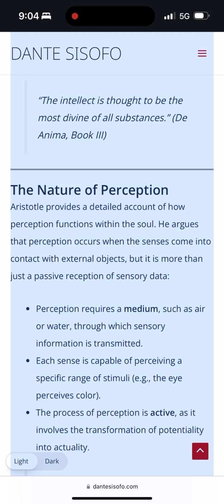De Anima, Book 2. Key concepts. Actuality and potentiality. Perception actualizes what is potentially present in the external world. The unity of sensory experience. Despite the diversity of senses, Aristotle emphasizes that the soul integrates these experiences into a coherent whole. The role of the intellect. In Book 3, Aristotle shifts his focus to the rational aspect of the soul. Here, he introduces two forms of intellect.